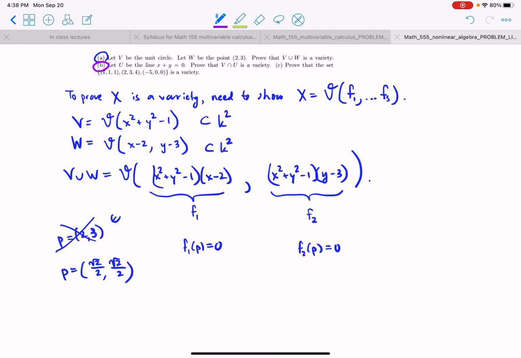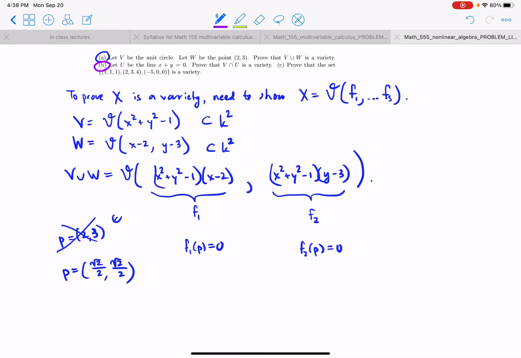So then, part B, here's part A. U equals the vanishing set of x plus y. It's one polynomial. Okay, I can sort of visualize it. It looks sort of like that, because its normal vector is (1, 1). And V intersect U will be a variety. Yeah, it'll be these two points.